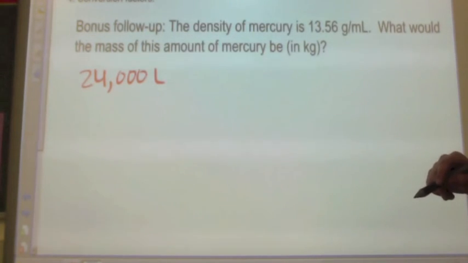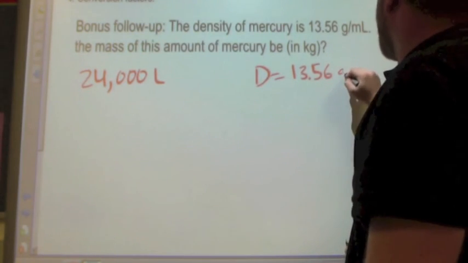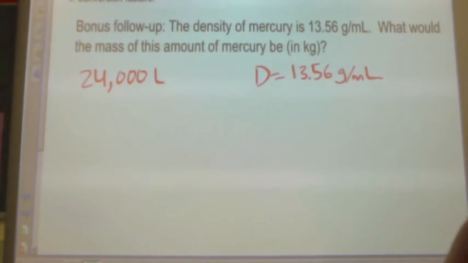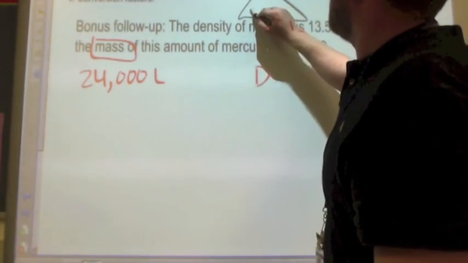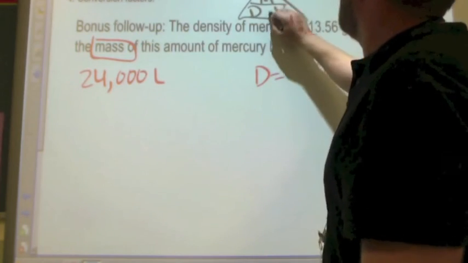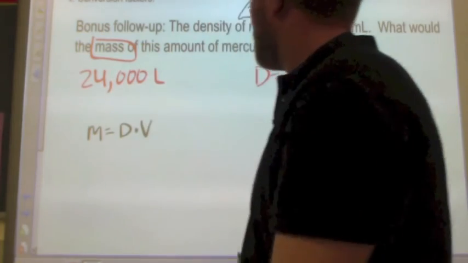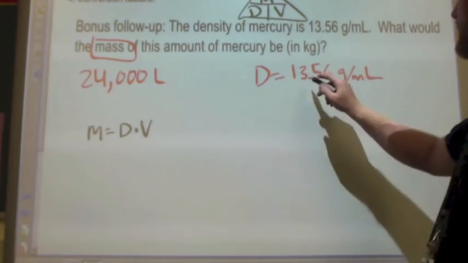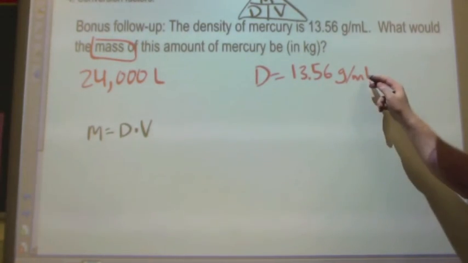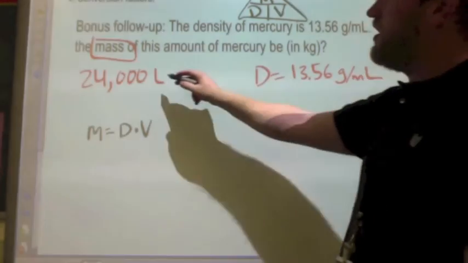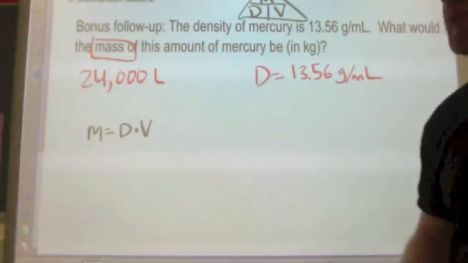24,000 liters is my volume. My density equals 13.56 grams per milliliter. And I'm looking for the mass. Let's do my little triangle, DMV. Mass equals density times volume. But let's consider this. Density is this. Volume is this. Can I multiply these together? No, because units aren't going to cancel. I have milliliters here, and I have liters here. So you have to convert one of these two. Easiest way to do it, let's get our liters into milliliters.